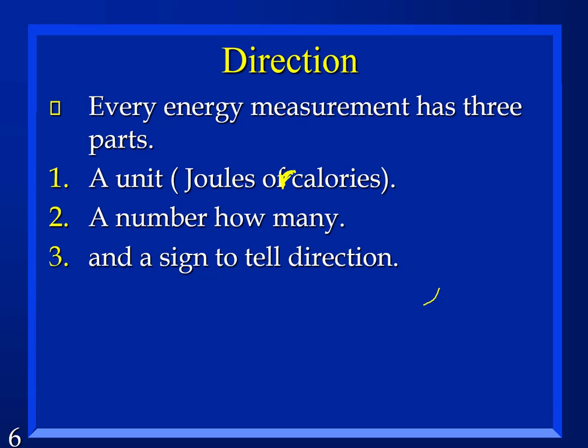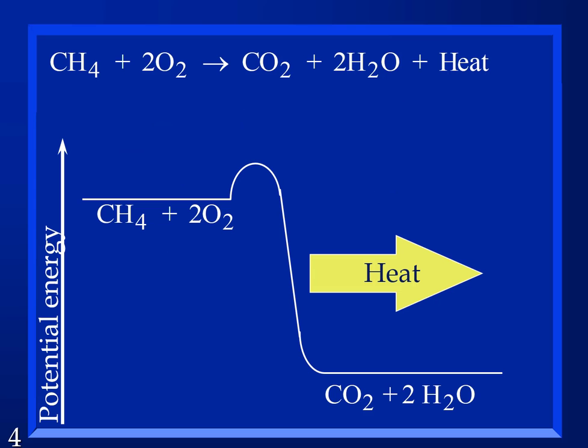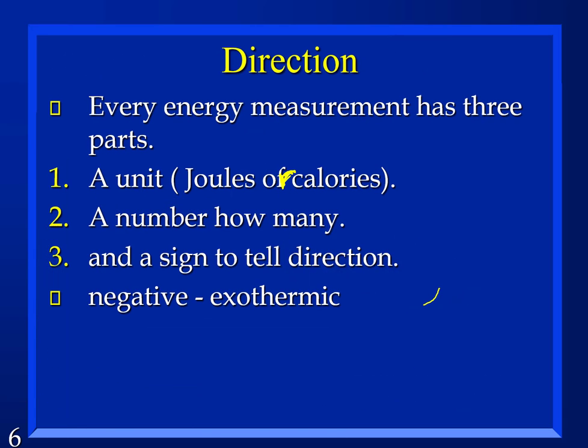So let's go back and look at our graphs. Okay, this was the exothermic one. What sign would you give that change? You start off high and end off low. Is that a positive change or a negative change? It's negative. It's a negative change. So if it's exothermic, it's going to be a negative energy change.